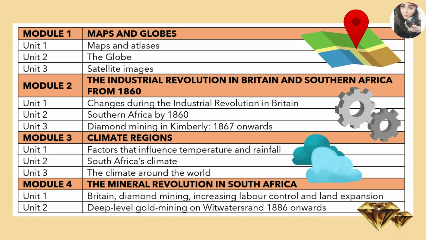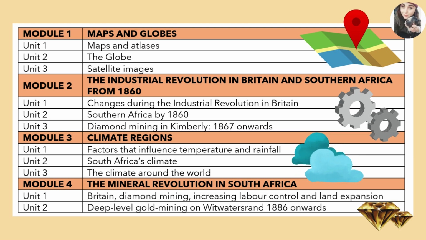So let's have a look at how we will be conducting these components or topics throughout the year. We'll first be focusing on Module 1, which is Maps and Globes and falls under the geography component of social science. Module 2 falls under the history component, and this is the Industrial Revolution in Britain and Southern Africa from 1860. Module 3 falls then again to geography, and this is climate regions.